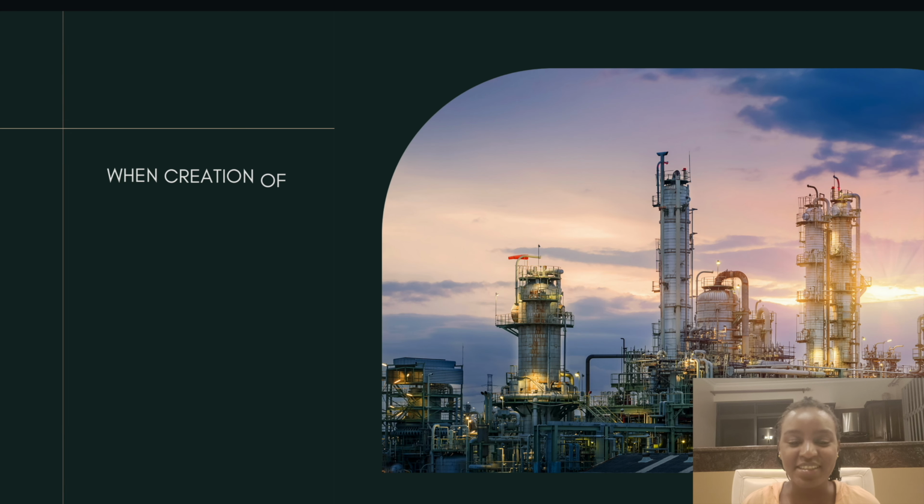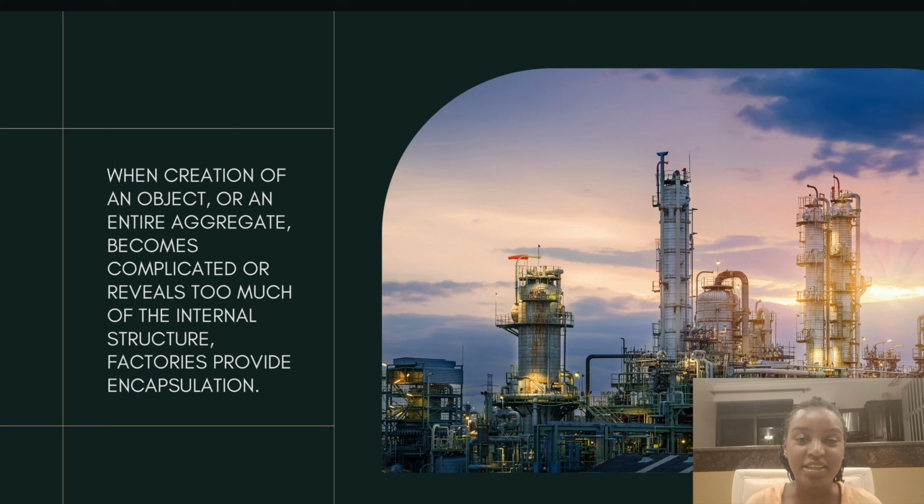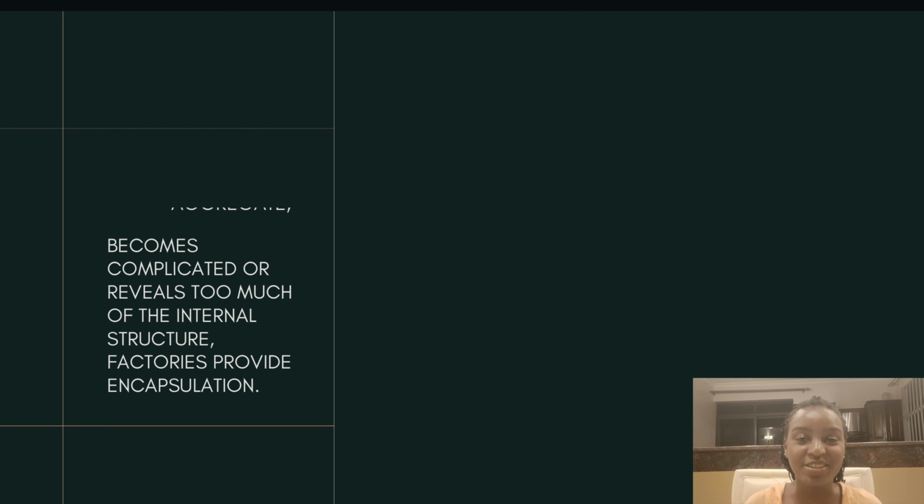For instance, if I need to get details from the database, I fetch them without showing all this work to the user. That's what a factory does. When creation of an object, or an entire aggregate, or even value objects becomes complicated or reveals too much of the internal structures, factories provide encapsulation. So when it comes to creating entities, the factory should leave it in a stable state, and when it comes to creating immutable things like value objects, you leave it in a final state when you're setting up the factory in the first place.